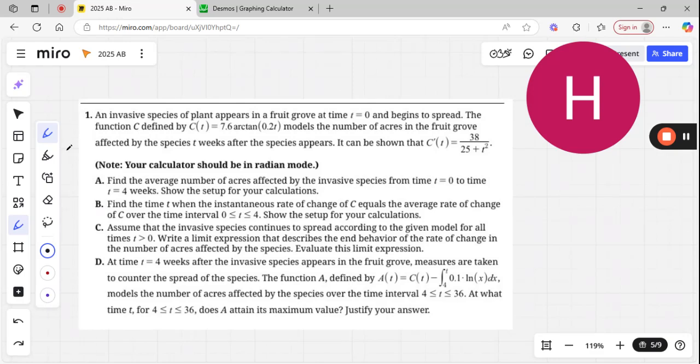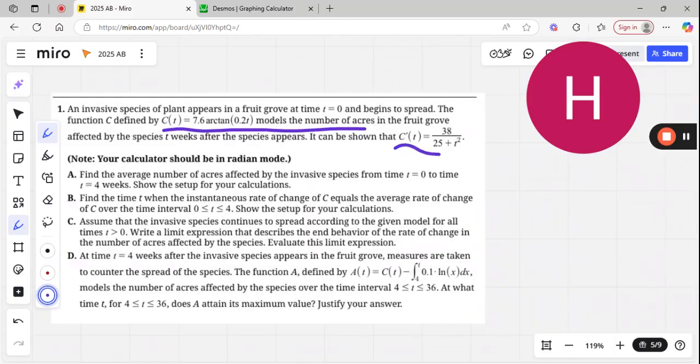Let's get started. An invasive species of plant appears in a fruit grove at time t equals 0 and starts to spread. And this function they give us represents the current amount of acres in the fruit grove that are being affected. So we're basically keeping track of how much of this invasive species is around, even though technically it measures how many acres are being affected over a certain number of weeks. And it gives us the derivative. That's pretty nice of them. It can be shown that this is the derivative.